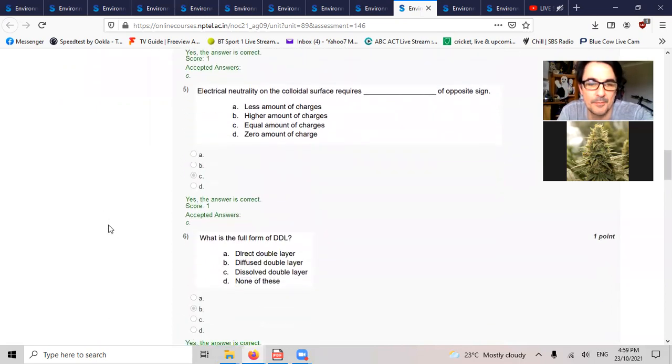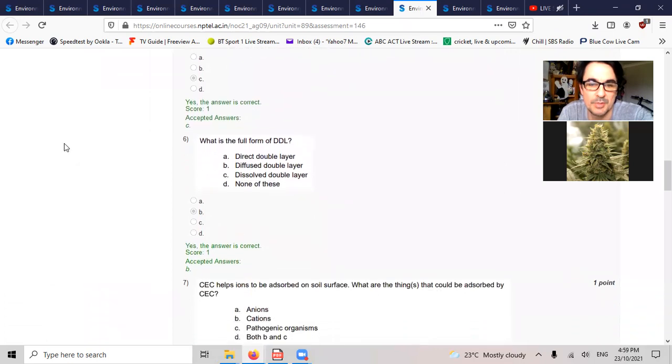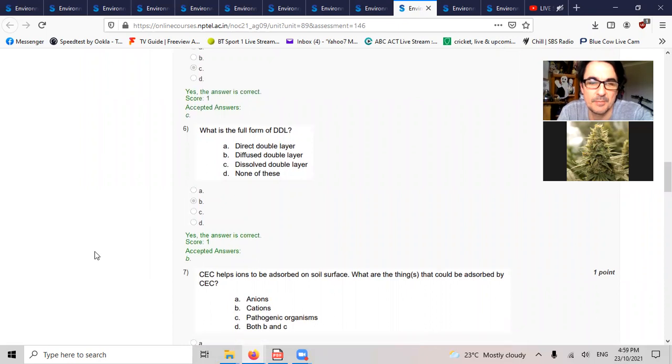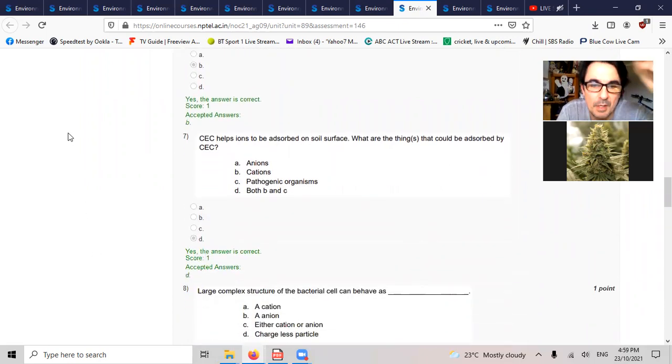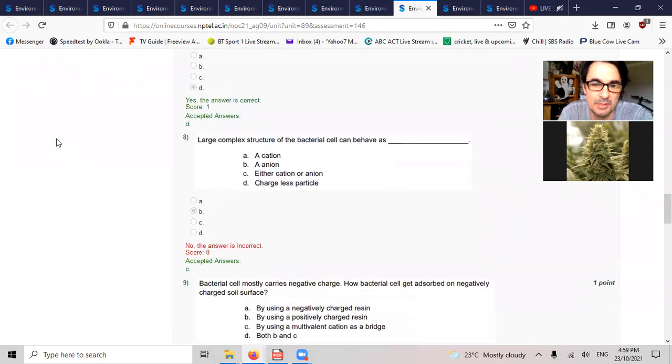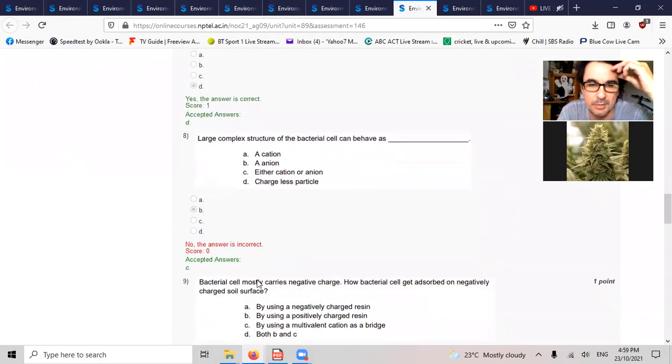Diffuse double layer. CC helps. What are the things that can be adsorbed at CC? D. That's a good question. It's interesting to go into how bacterial cells behave as large complexes, either or, C, but they mostly perform as an anion. Bacterial cells mostly carry negative charge, as bacteria get adsorbed on negatively charged surfaces. They get pulled in by resin.